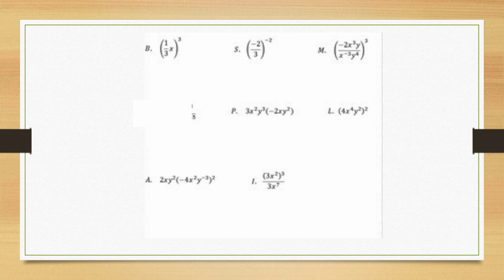Letter P, 3x squared y cubed, and then times negative 2xy squared. Then, for letter L, in parentheses, 4x to the fourth y squared, and then outside squared. And then letter A, 2xy squared, and then in parentheses, negative 4x squared y to the negative 3, parentheses squared. And then letter L, 3x squared, in parentheses to the third, over 3x to the seventh.